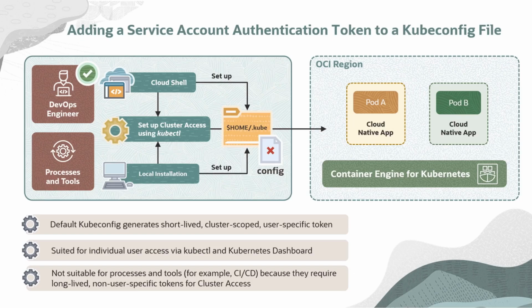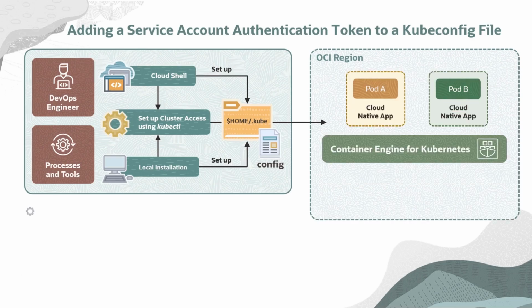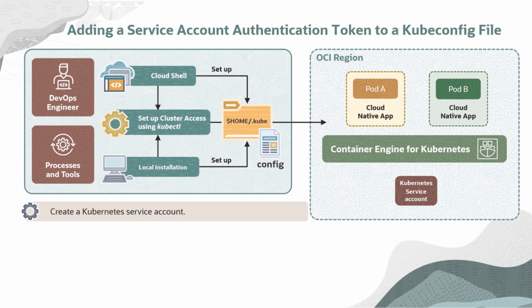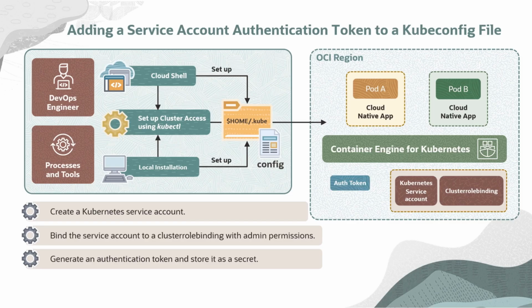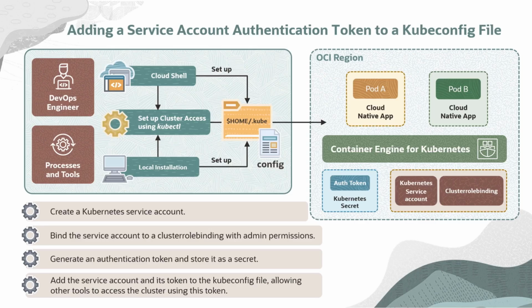To ensure access to the cluster, such tools require long-lived, non-user-specific authentication tokens. One solution is to use a Kubernetes service account. Having created a service account, you bind it to a cluster role binding that has cluster administration permissions. You can create an authentication token for the service account, which is stored as a Kubernetes secret. You can then add the service account as a user definition in the kubeconfig file itself. Other tools can then use the service account authentication token when accessing the cluster.